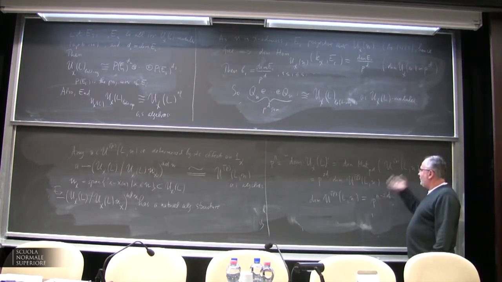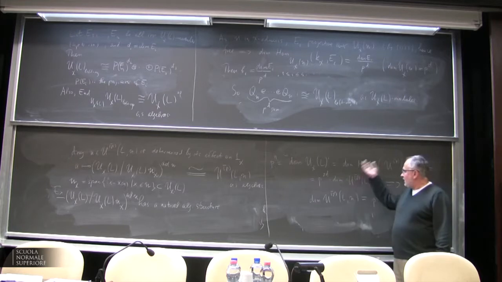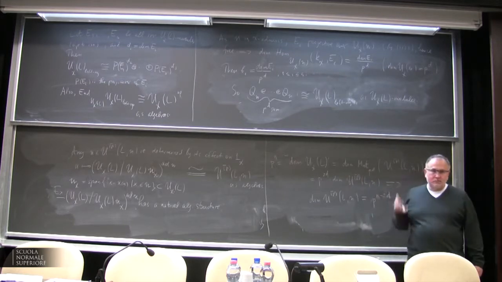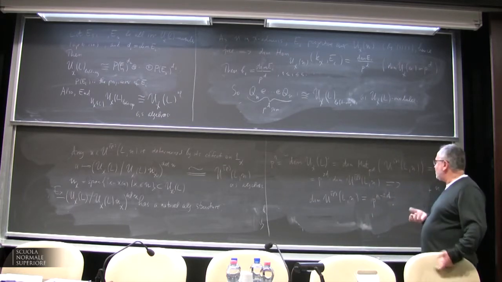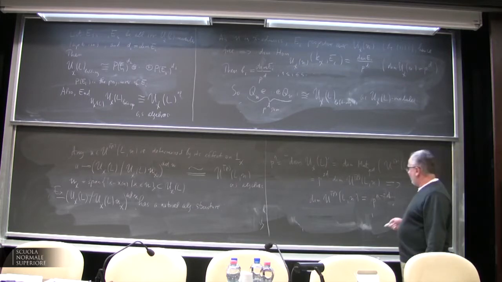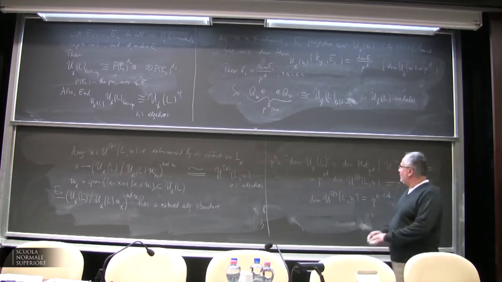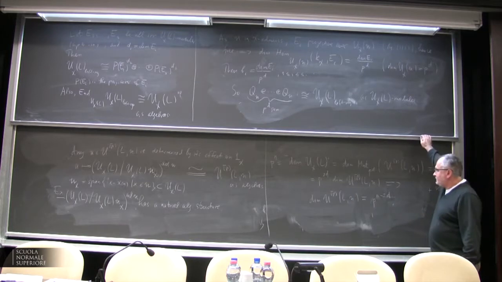And if you allow it to be varied, then you could imagine what you get is a polynomial algebra in part, and so it's a deformation of some polynomial algebra and gives you a Poisson structure and so on, if we manage to do it.